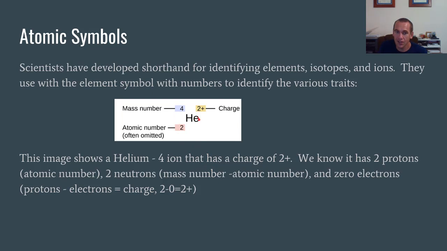And this ion has no electrons left because in order for a helium to have a 2+ charge, it needs 2 more protons than electrons. Well, it only has 2 protons. So to get rid of the electrons, I've got to get rid of all of them.